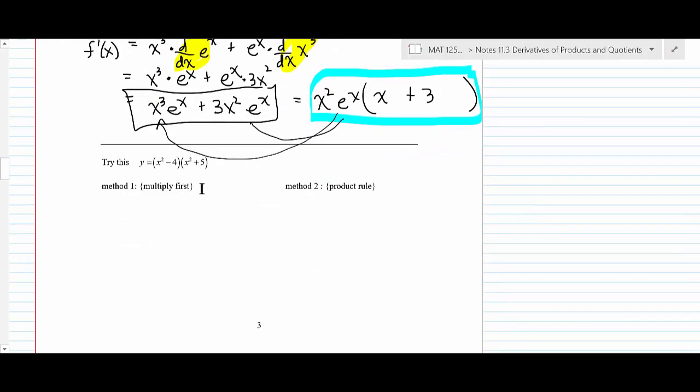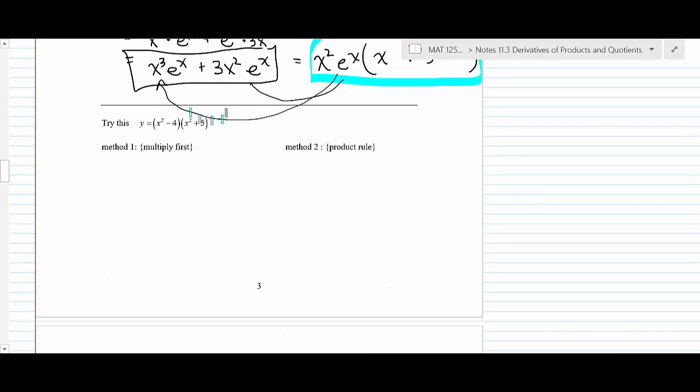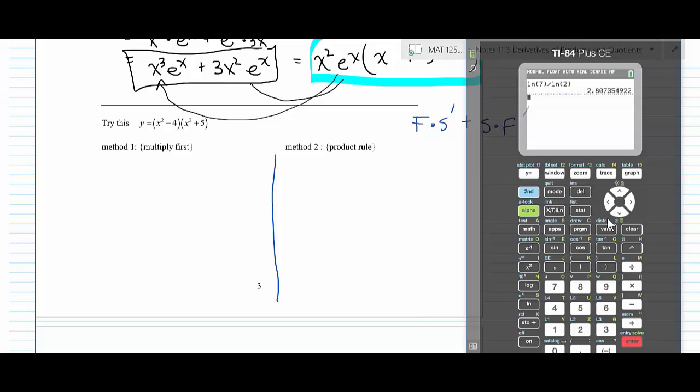I'm going to go ahead and let you do one problem on this, and I want you to do it both ways. First multiply out, then do the derivative, and then redo it with the product rule. I'll write the product rule up here. See if you get it.